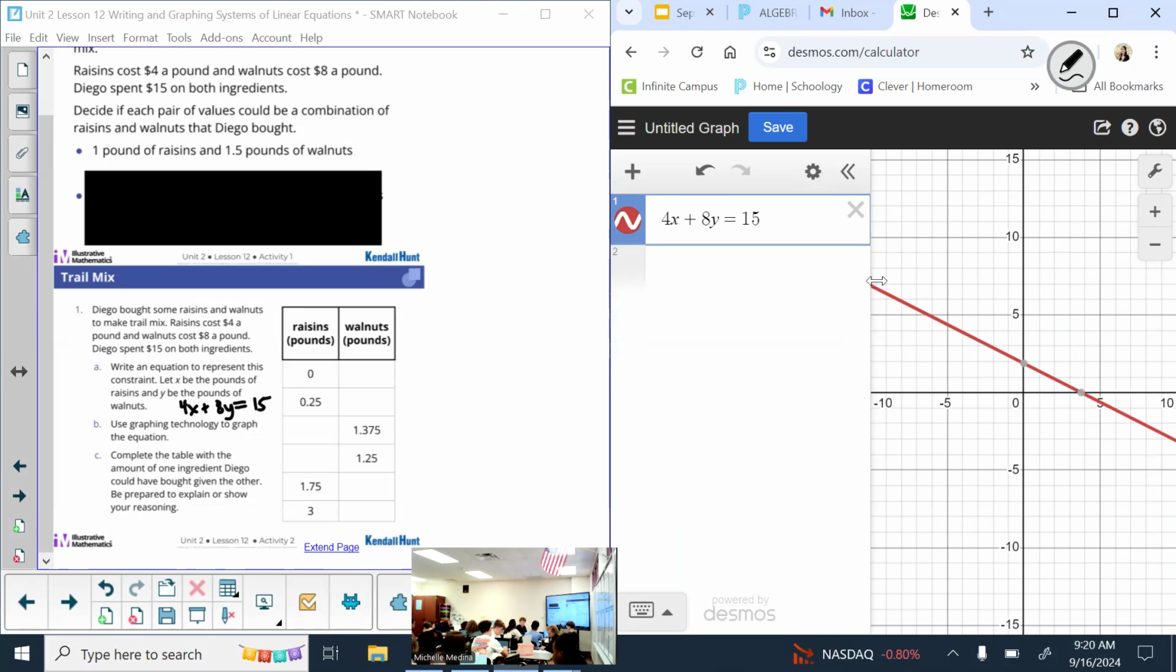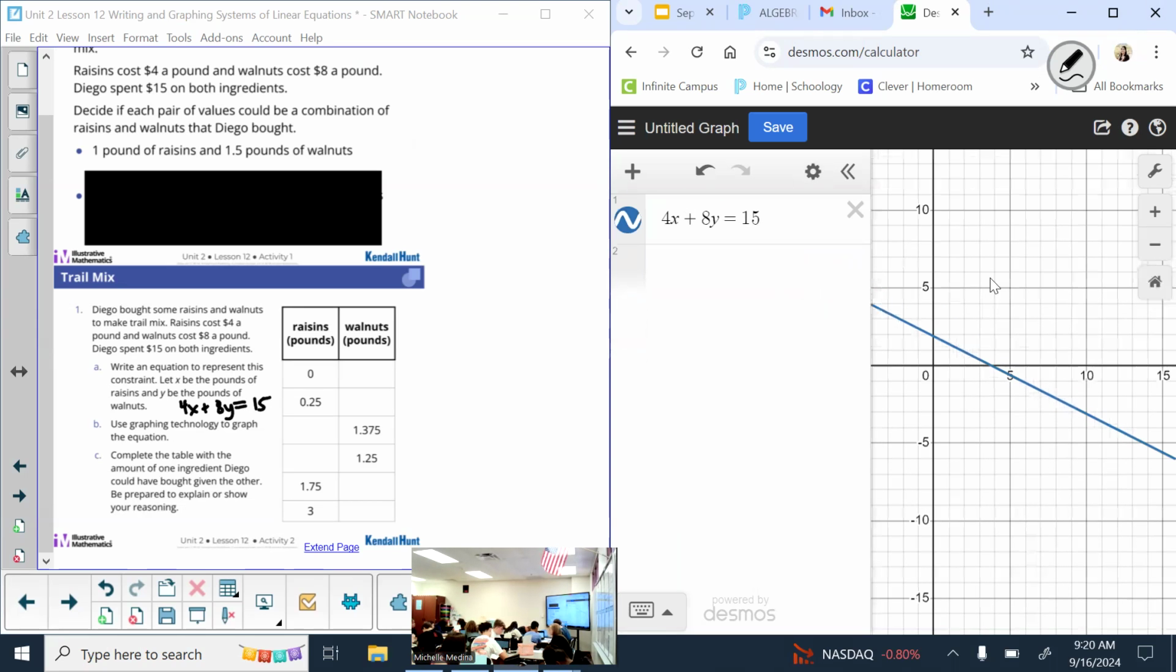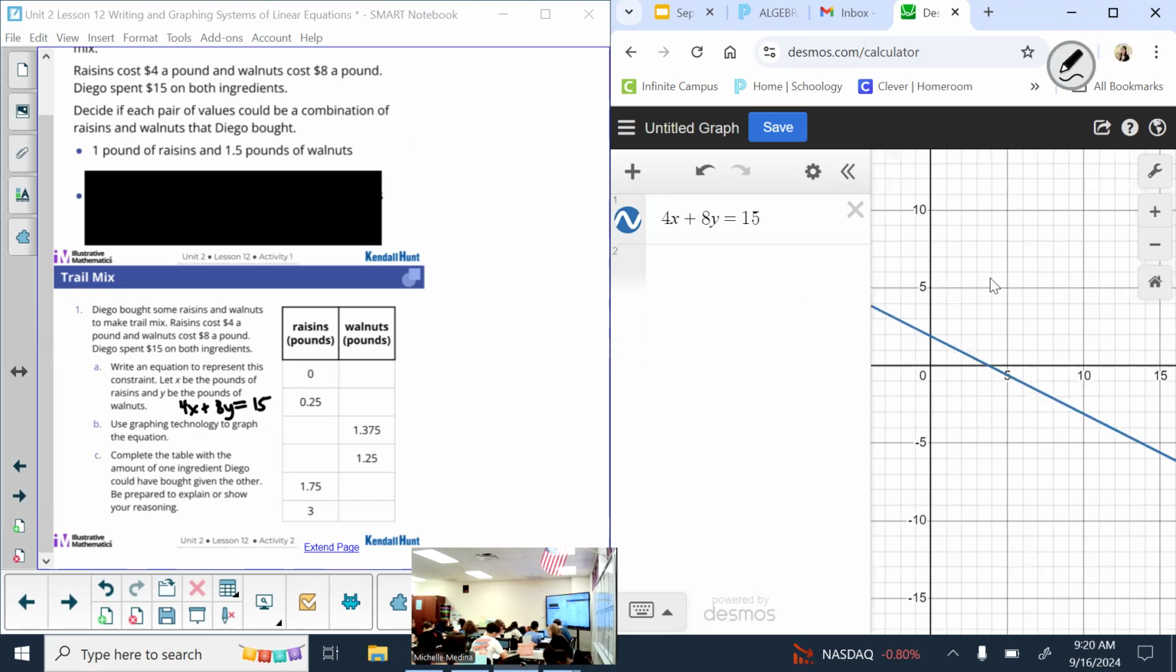Okay. So here it is. Notice that if I did the 4R plus 8W equals 15, it gives me an error and it doesn't graph the line. If you hover over this, it tells you we only support implicit equations of X and Y. So that's probably why they wanted you to use those variables, so that when you graph it, it shows up. And also so that you can read your graph.